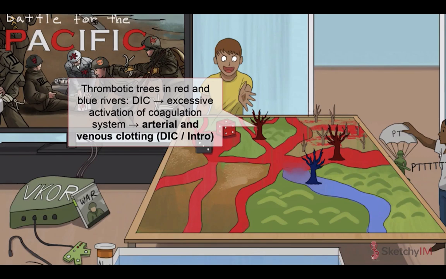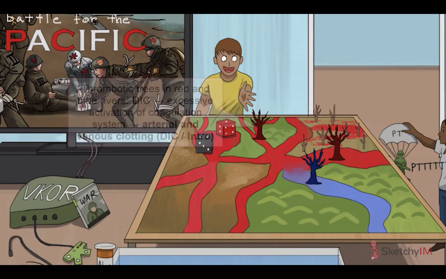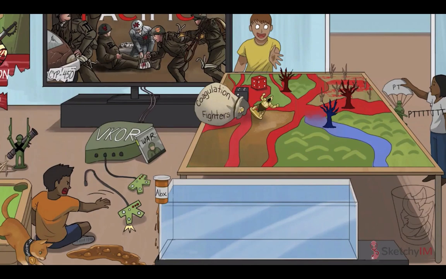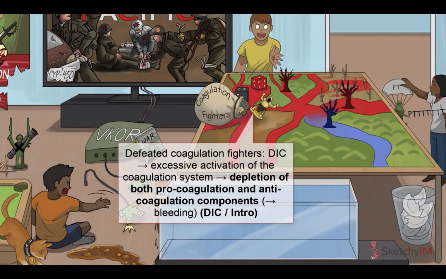This is portrayed by the creepy blood clot trees clogging the red and the blue rivers, as well as the little tributaries. Long story short, activate your factors and it's thrombosis time. In the setting of DIC, excessive activation of coagulation and extensive thrombus formation leads to consumption of coagulation factors. Kind of like these coagulation fighters here who have been defeated and discarded into the game bag.